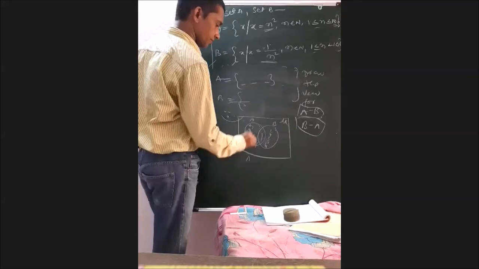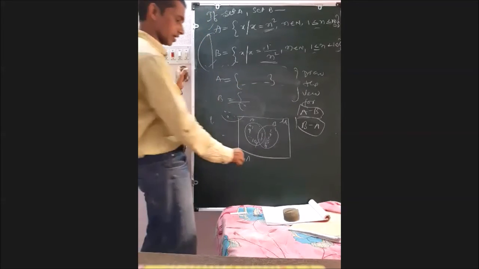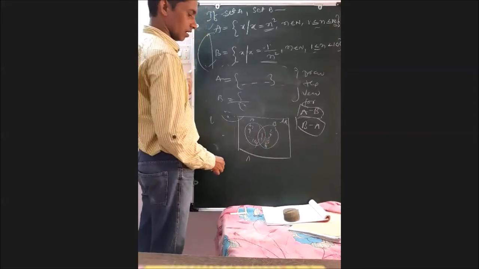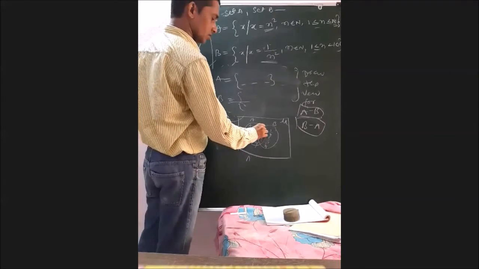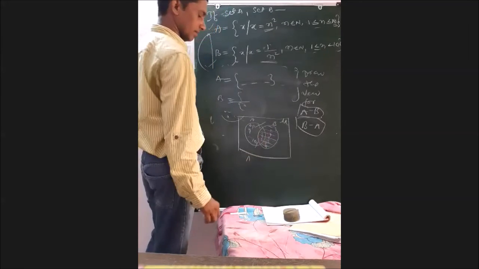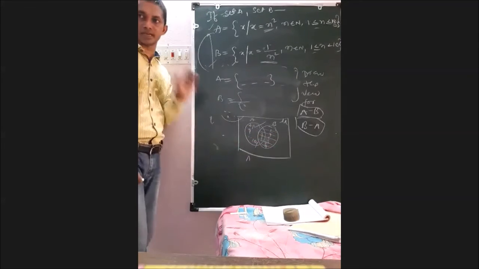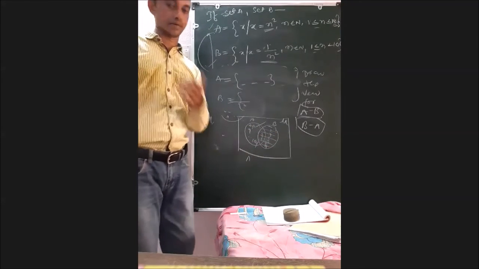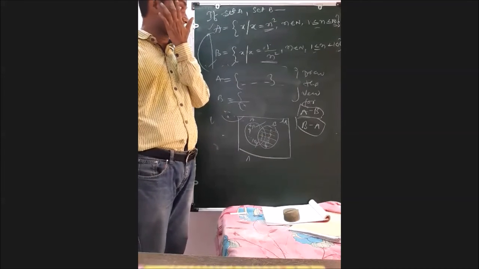Now A union B, you have to write all the elements together. If you want A intersection B, you have to write the common elements. Now, A minus B means you have to wipe out this part. Now, this will be A minus B. If you wipe out the other one, you will get B minus A. You have to show another Venn diagram. Understand? So this is the way you have to prepare in the examination.